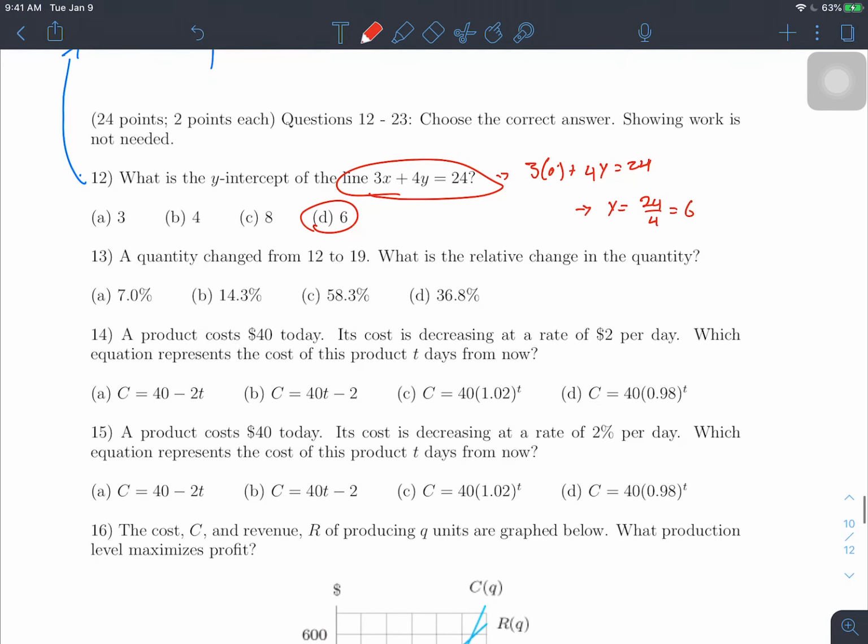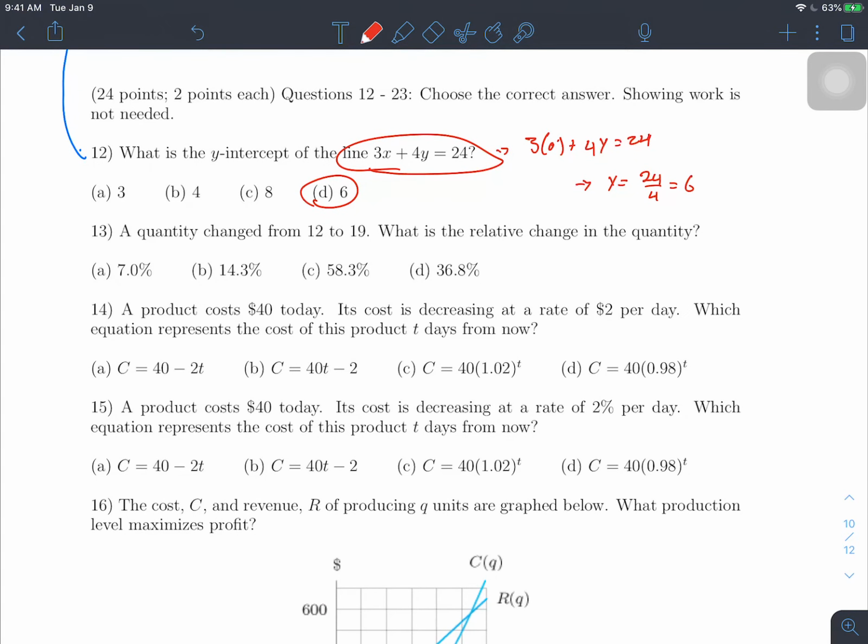Okay, number 13, a quantity changed from 12 to 9. What is the relative change in the quantity? This is a pretty straightforward question. Relative change is given by the formula x2 minus x1 over x1. In our case, 9 minus 12 over 12. So that's going to be -3 over 12, which is -25%.